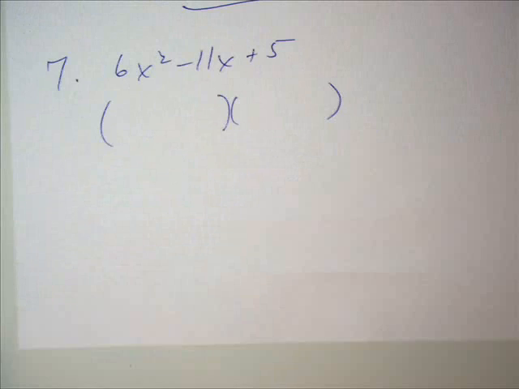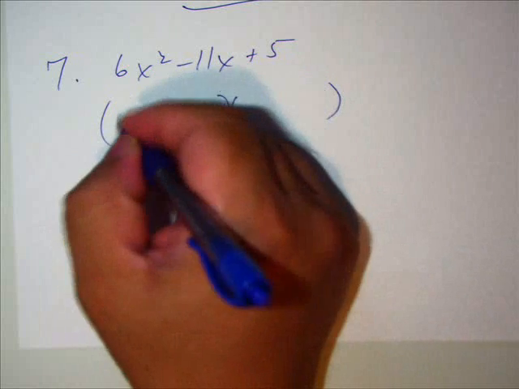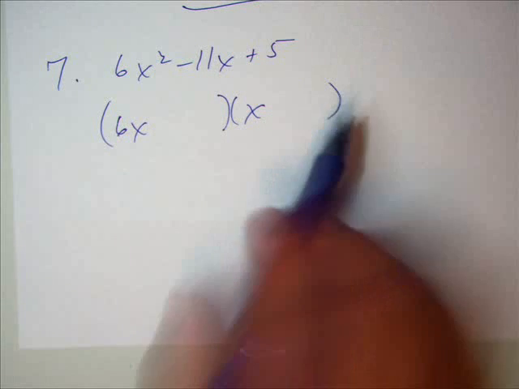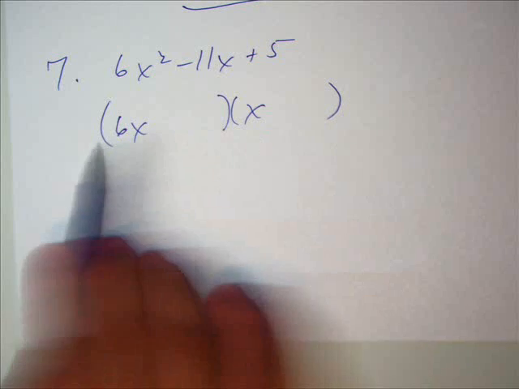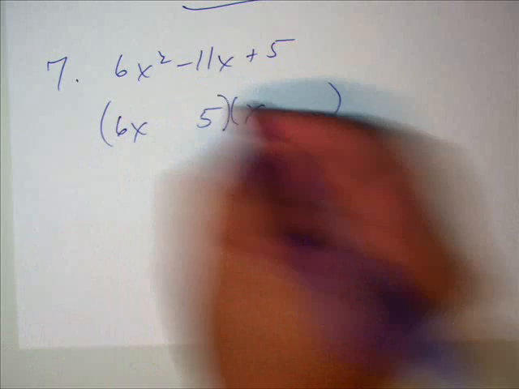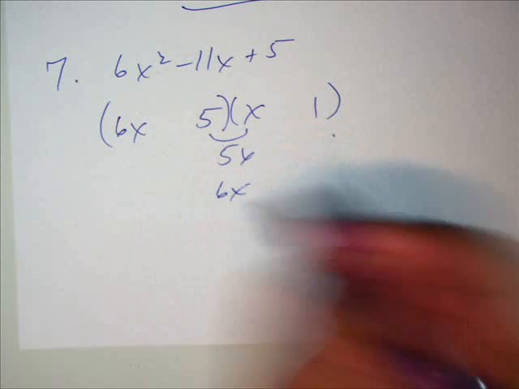Okay. You think it's 6 again? I don't know. Let's try it. 5. If I put 5 over here, that's going to be a big whopping 30. Oh, 6 plus 5 is 11. So it's probably over here. 5x. Outside is 6x. Yeah.